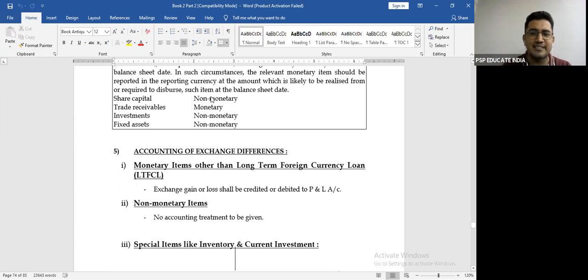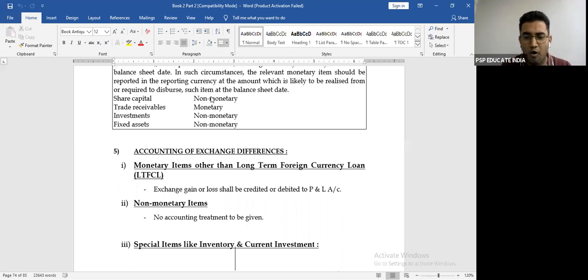मतलब आप foreign currency से दो तरीके के transaction कर सकते हो. आप purchase sale के routine transaction कर सकते हो या आप loan ले सकते हो. हम फिलहाल किसकी बात कर रहे हैं? Other than long term currency loan, मतलब routine transactions की बात कर रहे हैं. Exchange gain or loss shall be credited or debited to the profit and loss account, and that is what we have done. Whenever a value of debtor increased or reduced, we debited or credited to the profit and loss account.